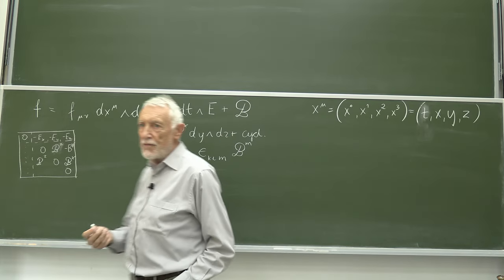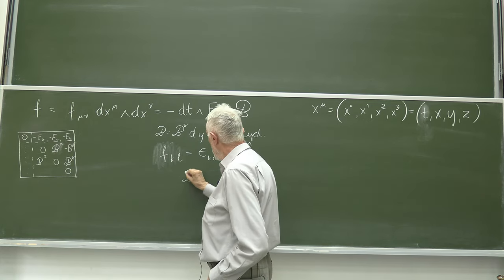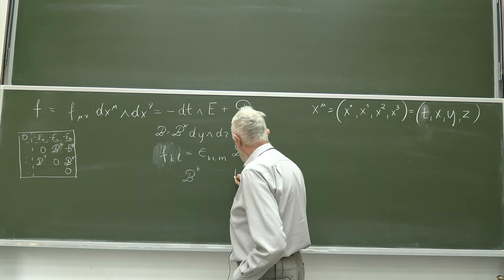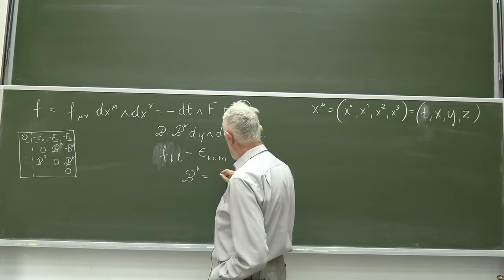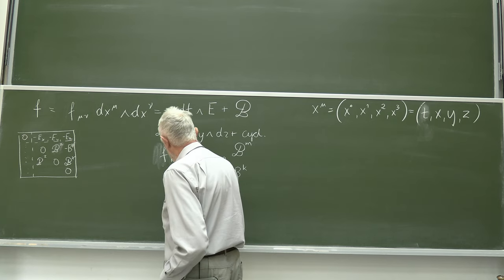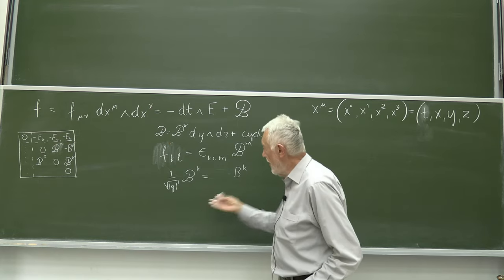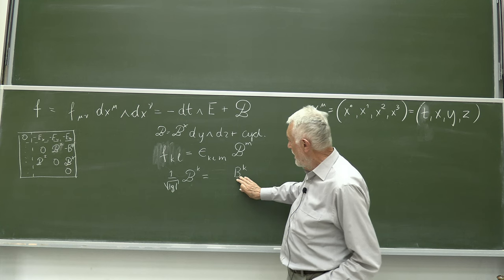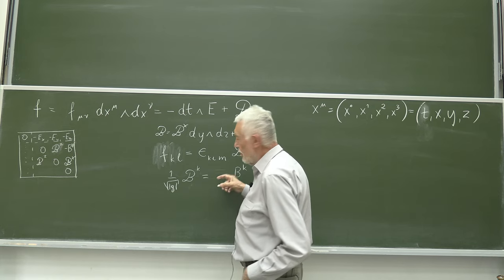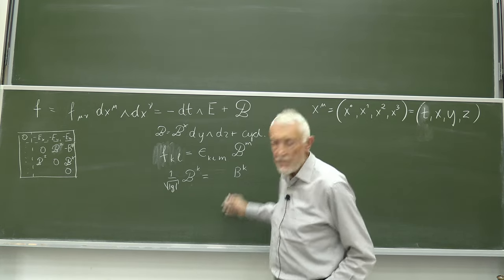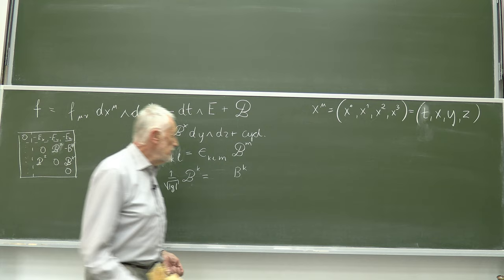And what is the difference? If we know this B^k, how do we calculate this vector? Divide by the square root of the determinant of the metric, or vice versa: the vector density is always equal to the square root of the determinant of the metric times the vector. And now these formulae are valid in any system of coordinates.